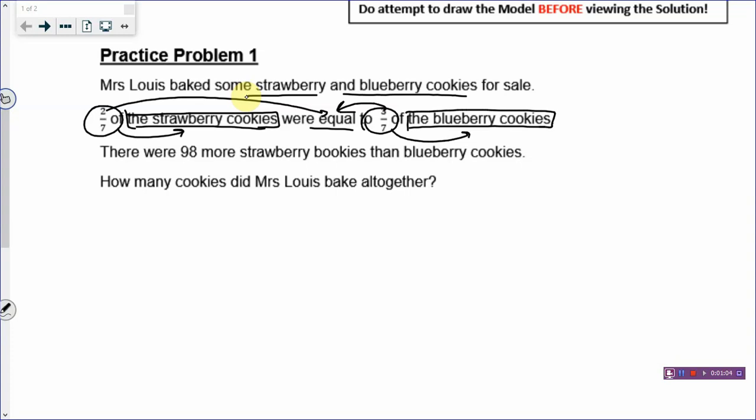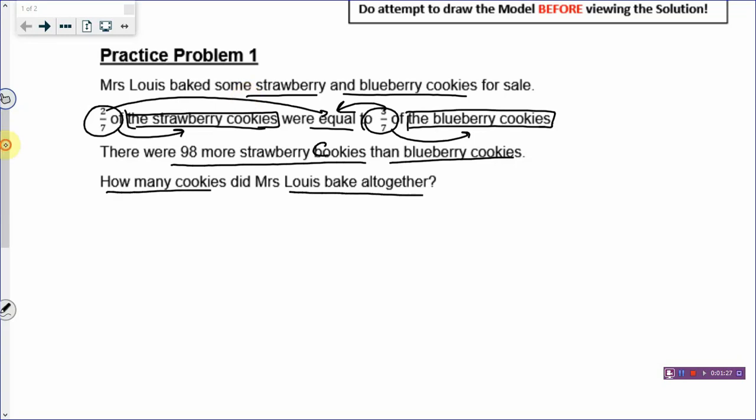Okay, so now you think of the model with equal concept. So whenever there's equal or same amount, then your mind will start thinking about what I've taught you. How do you draw a model with equal concept? All right, so there were 98 more strawberry cookies. Okay, there's a typing error than blueberry cookies. Okay, how many cookies did Mrs. Lewis bake all together? All right, so let's draw the sentence now.